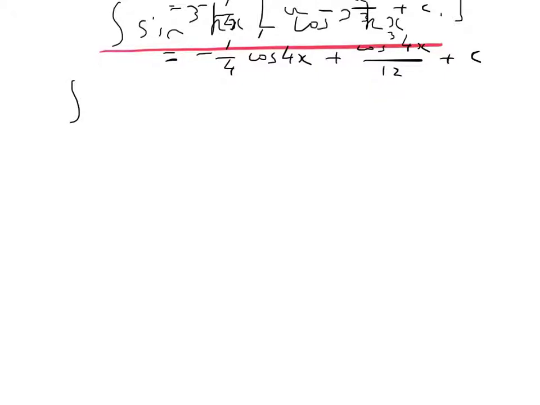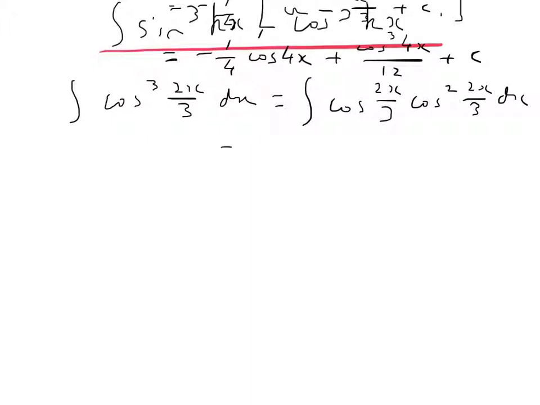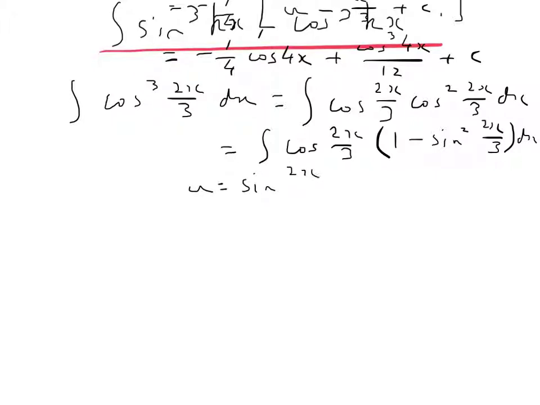Let's go with the same thing, except this time we'll take another value. What did we do before? We did sine, so let's go with cos. Let's say we're asked to integrate cos cubed of 2x on 3. Let's make the angle more complex. So that equals cos 2x on 3 times cos squared 2x on 3 dx, which is cos 2x on 3 times 1 minus sine squared 2x on 3. This time u will equal sine of 2x on 3. Whatever is squared, that's what u is.